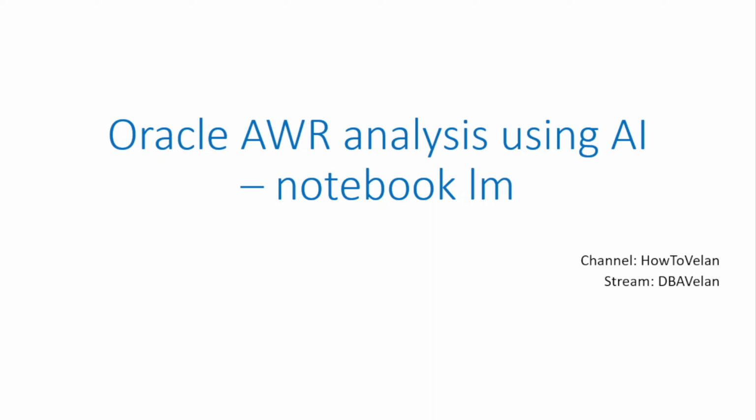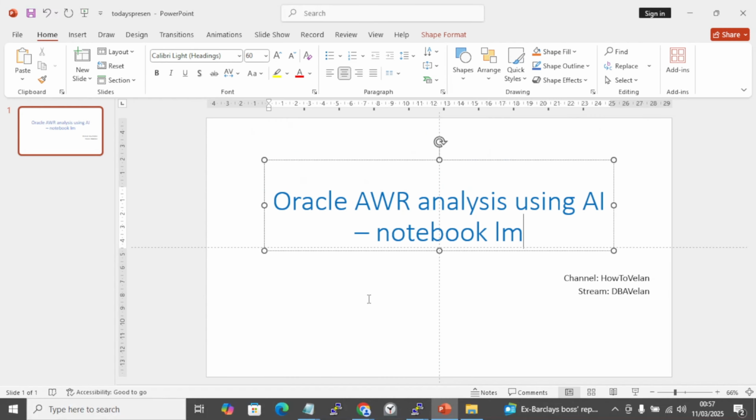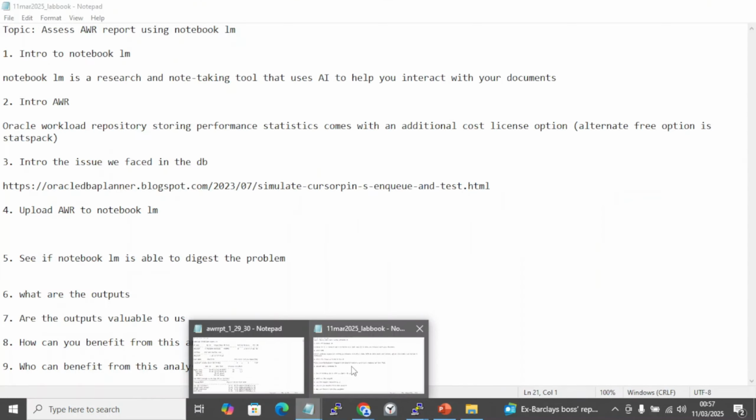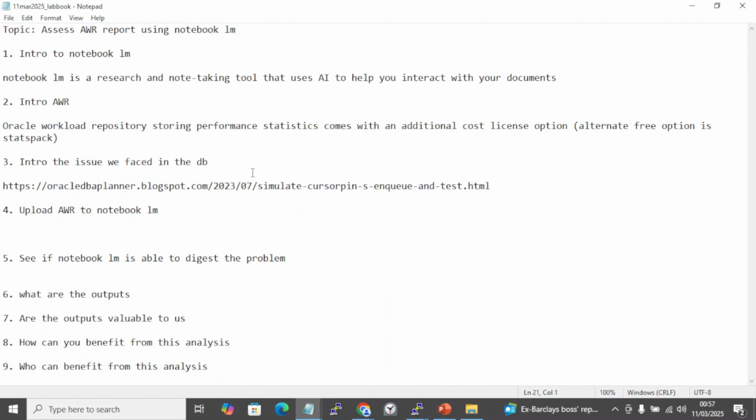Let's get into an interesting area and an interesting era of AI, and let's see if this is going to really improve our productivity. If not now, at least in future, or how is the roadmap looking for a DBA in the performance area? How is this tool going to help us? Okay, as usual, our agenda first. What are we going to see? So the topic, as we know: assess the AWR report using Notebook LM and see if it's able to help you diagnose the performance issue you're facing in your Oracle database.